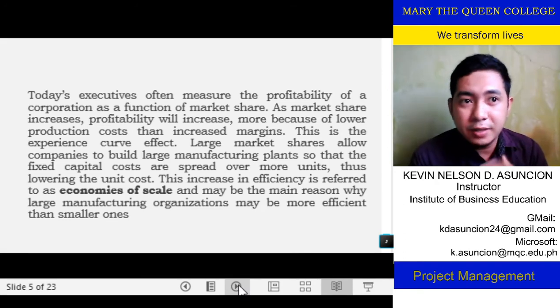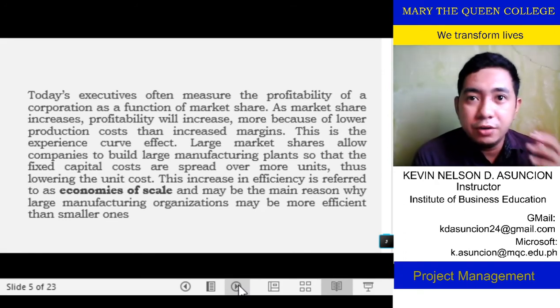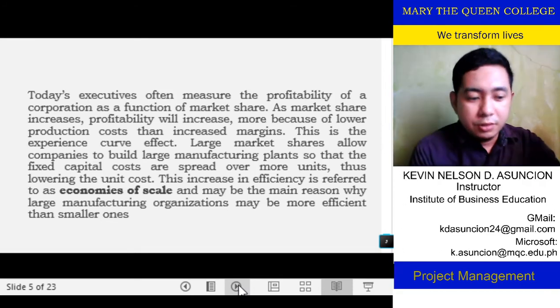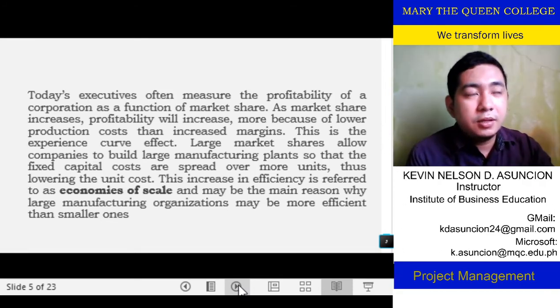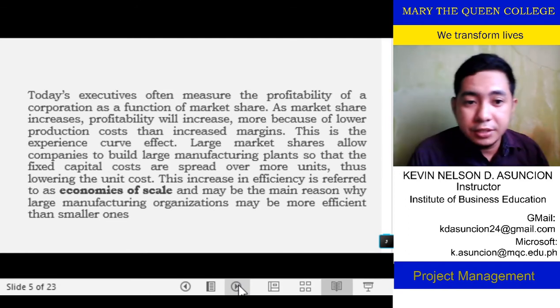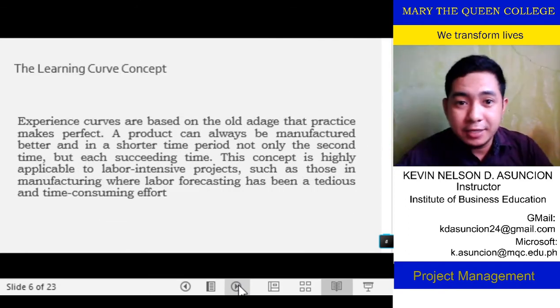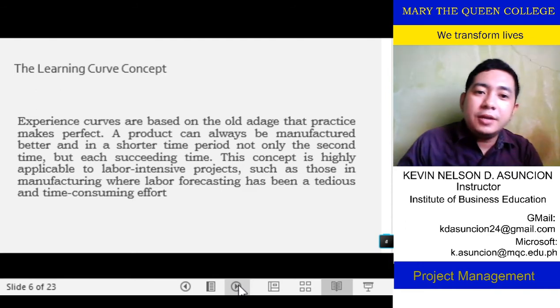And habang tumatagal, na-realize mo that if you invest in these machineries, equipment, people, and training, nagde-decrease yung cost mo sa kanila. So it pays back, ang sabi nga. So what's that learning curve concept?